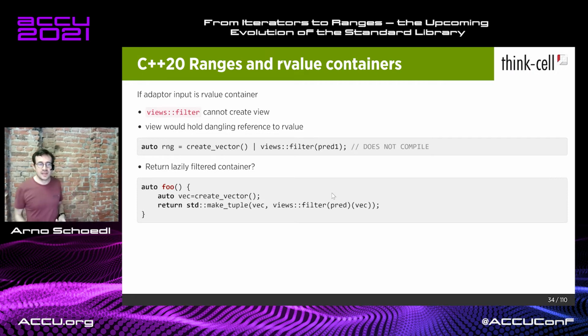So one attempt would be you create the vector and then you make a tuple and try to return both the vector and the filter. But the thing is, you get a dangling reference because what you passed into the view filter, the vector there, is of course no longer in scope. You returned a tuple with a vector, but this filter is not pointing to the vector in the tuple. It's pointing to the vector that is a local variable in your function. So that's a problem. So for C++20, I don't think there's a good solution.